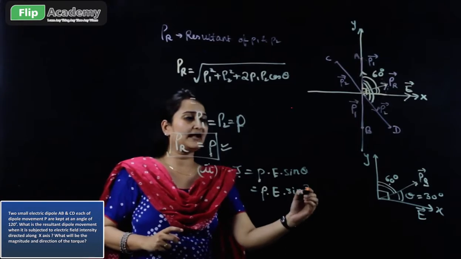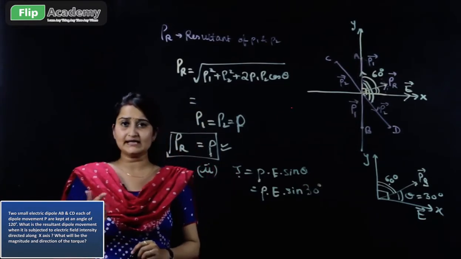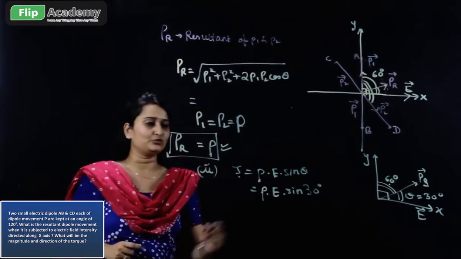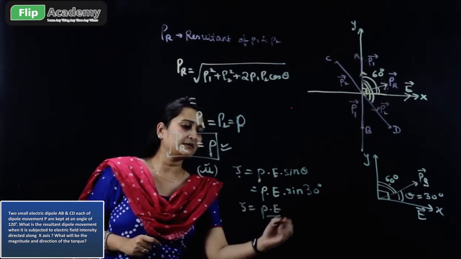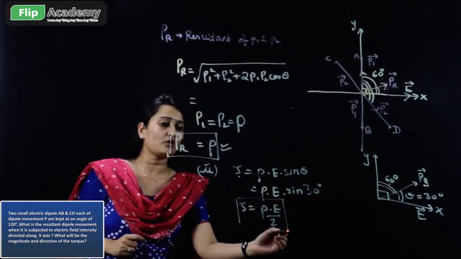Now substitute the value here, sine 30 degrees. What is sine 30 degrees? It is 1 by 2. So the torque becomes P into E by 2. So this is the magnitude of the torque.